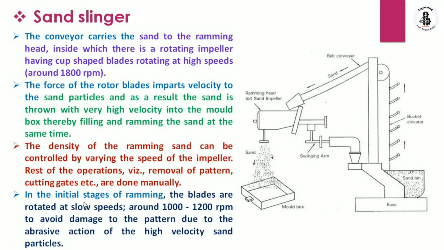In the initial stages of the ramming, the blades are rotated at a very slow speed, around 1000 to 1200 rpm, to avoid damage to the pattern due to the abrasive action of the high velocity sand particles on the pattern. So I hope you understand this.